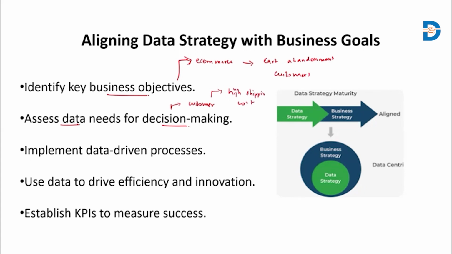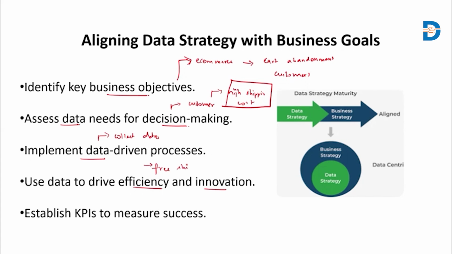So what we have to do is collect the data based on customer preferences and implement the solutions. That is how we implement the data-driven process. Then the fourth step is to use the data to drive efficiency and innovation. Let's say the main reason is high shipping cost. What is the solution that we can bring? We want to offer free shipping. That would be an optimized solution, right?